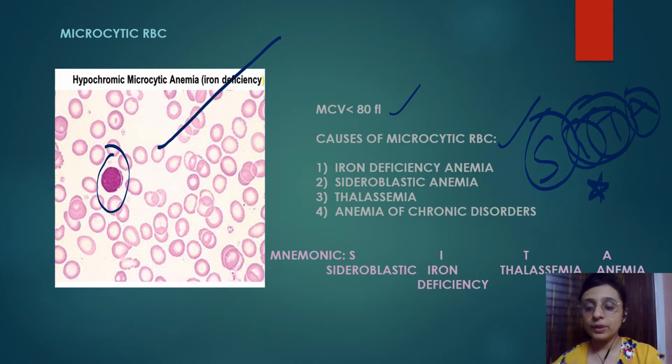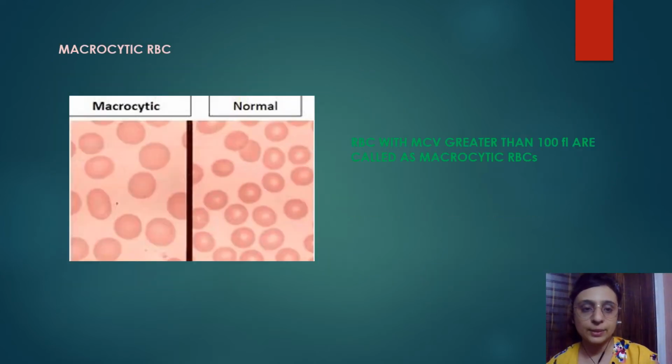Very important topic which we have to discuss in our subsequent classes is how to differentiate between iron deficiency and thalassemia minor, because in both you can see microcytic RBCs under the peripheral blood film, but there are other things which can help you to differentiate between iron deficiency and thalassemia minor, which we'll be studying in our subsequent classes, right? So very important to remember SITA, microcytic RBCs, MCV less than 80 femtoliter.